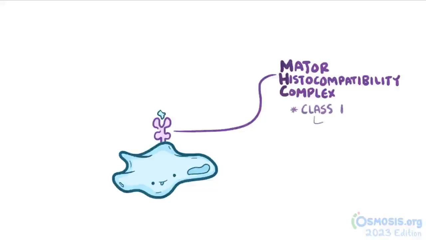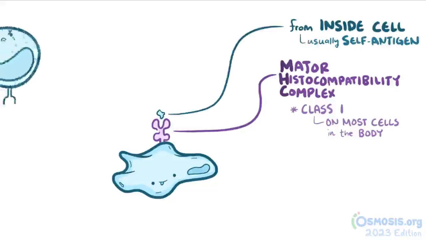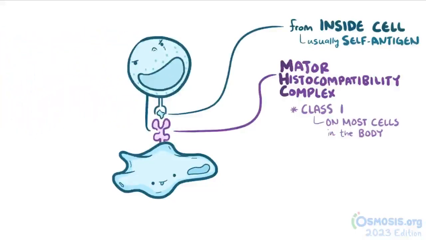Class 1 molecules are found on most cells in the body, and they present molecules from within the cell for the immune system to continually sample. Normally, that molecule is just a sample from inside the cell, also known as a self-antigen. When immune cells pass by, they recognize this self-antigen as harmless, so there's no response.